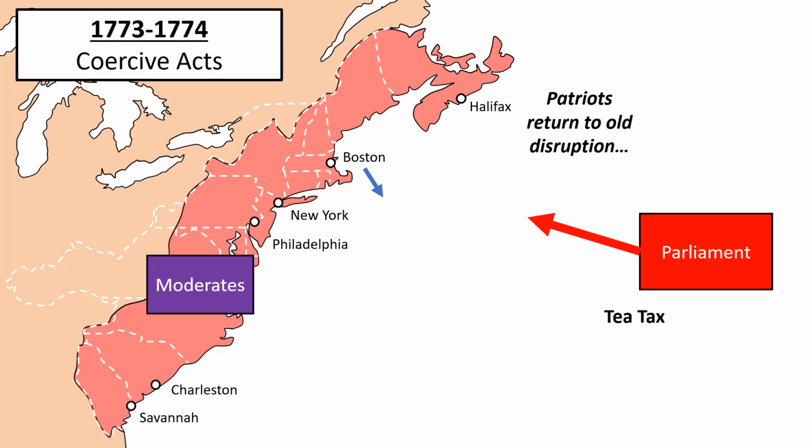To a few Patriots, the Townshend boycotts seemed to confirm that the Patriots and moderates simply didn't mix. There was no way the Patriots could accommodate moderate sensibilities without compromising their own effectiveness as a movement. Therefore, they returned to tried and tested methods of physical disruption, in particular against the only major Townshend tax remaining by 1773, the tax on tea.